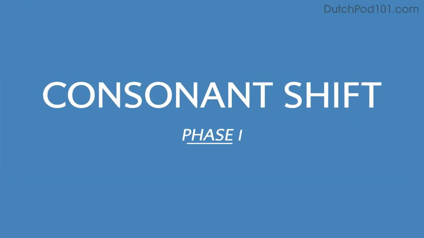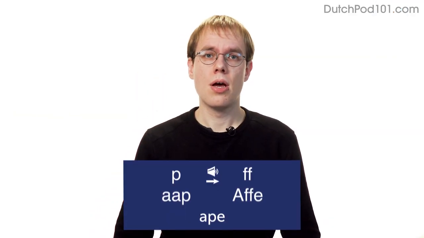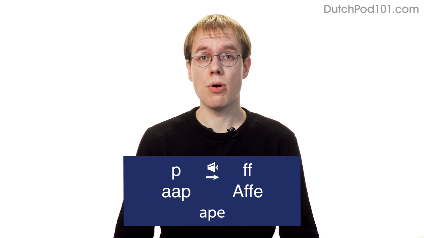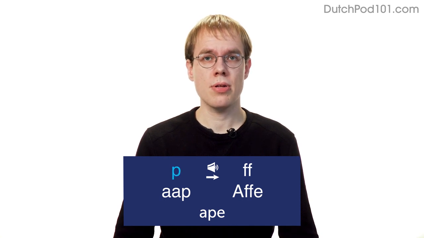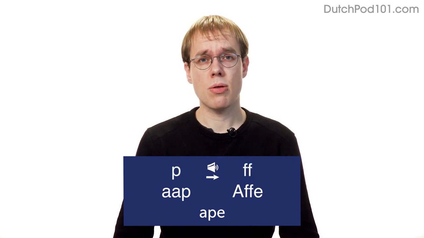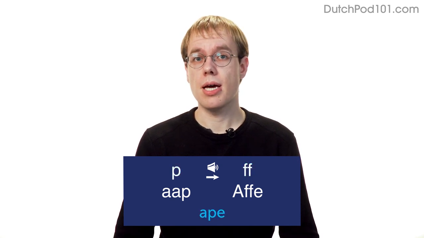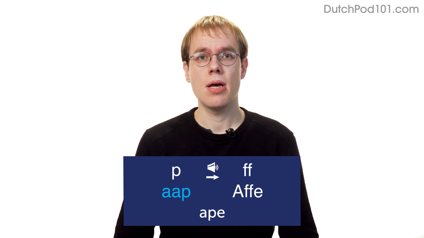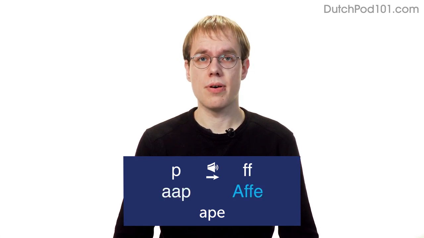Alright, the consonant shift takes place in four phases. Another three shifts happen which officially aren't categorized. Let's walk through them. The first phase saw three changes. The first one being that words ending with a P sound changed to a F sound. Let's look at the word ape as an example. In Dutch, it's aap, and in German, it's affe.